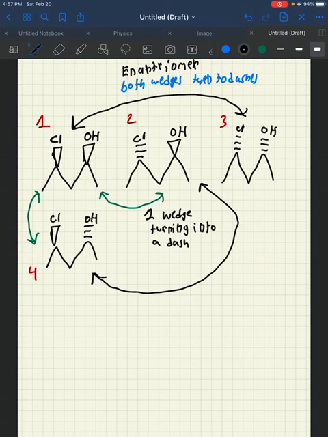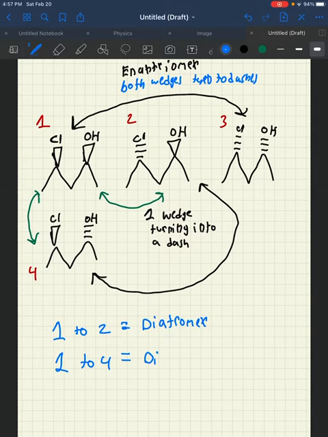So we have 1 to 2 is going to be an enantiomer. I mean a diastereomer, my bad. Ignore that last part, guys. I'm still probably spelling this wrong, but you understand where I'm coming from. 1 to 4, also a diastereomer. 1 to 3, an enantiomer.